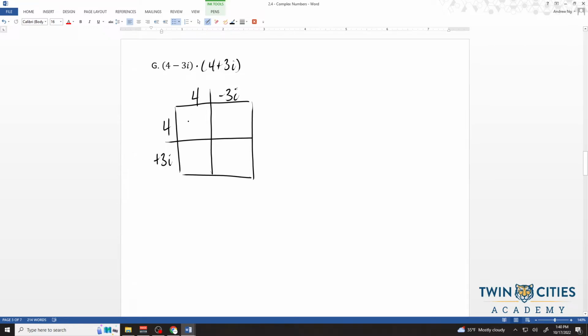Here, 4 times 4 will give me 16. 4 times negative 3i, this is going to be negative 12i. 4 times 3i, this is going to be positive 12i. And then finally, 3i times negative 3i is going to be negative 9i squared. Of course, i squared being negative 1, this is negative 9 times negative 1. So this will be a positive 9. Combining like terms, 16 and 9 will give me 25. And negative 12i and positive 12i, those will subtract out, going to 0.